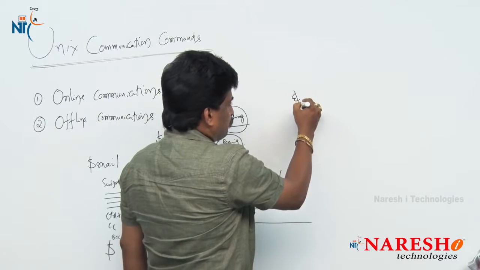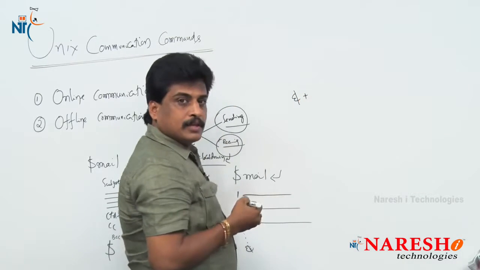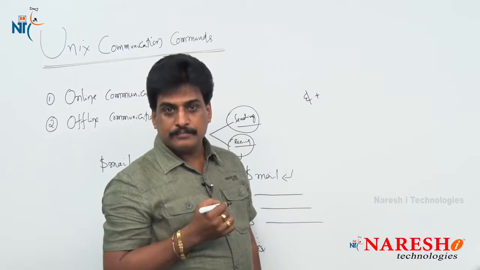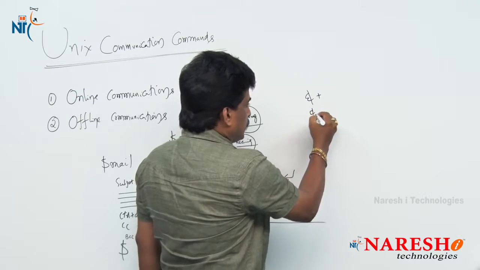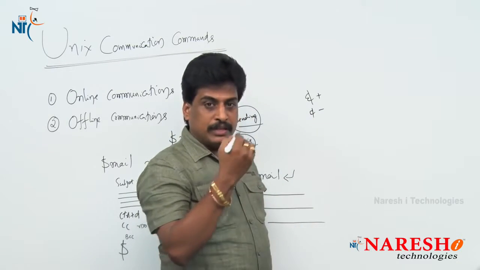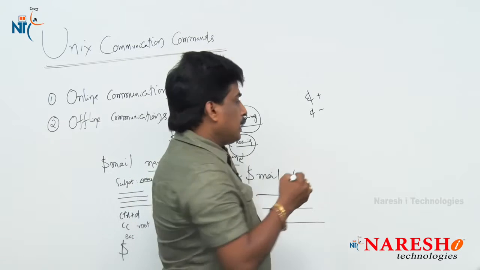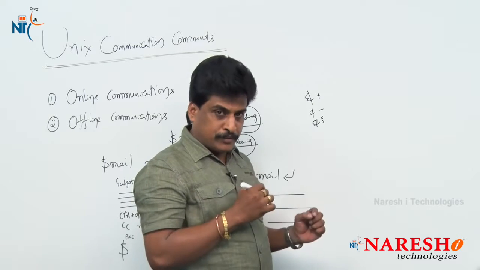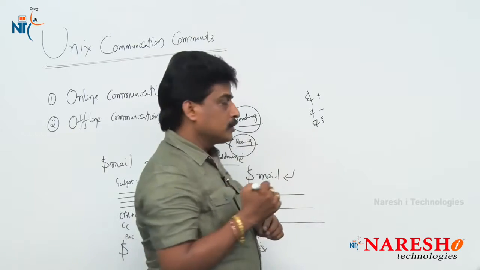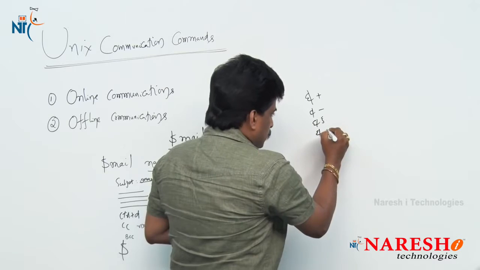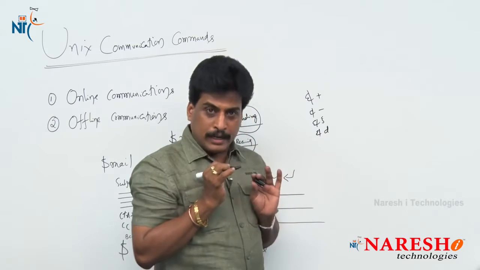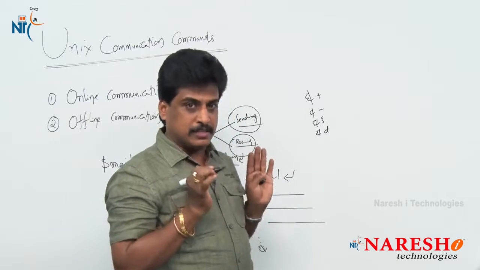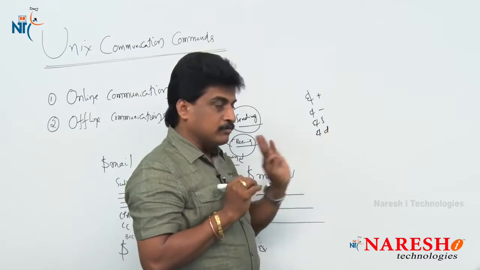For example, ampersand plus, I said. Plus means to view the next mail. Ampersand minus, I said, is to view the previous mail. Ampersand, for example 5, I said. 5 means display the fifth mail from the inbox. I said ampersand D, that's all, only D. D means delete. By default it deletes the currently opened message. What message is currently opened? The fifth one, that will be deleted.